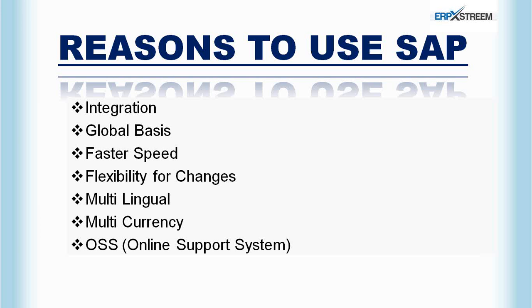Next, it is accessed on a global basis. Wherever you are in the world, you can access your own system through networking. Then SAP works at faster speed. You can work on the same system from any corner of the world, and it has the same access speed. Next, popularity comes from flexibility for changes. SAP can easily adapt to changes.